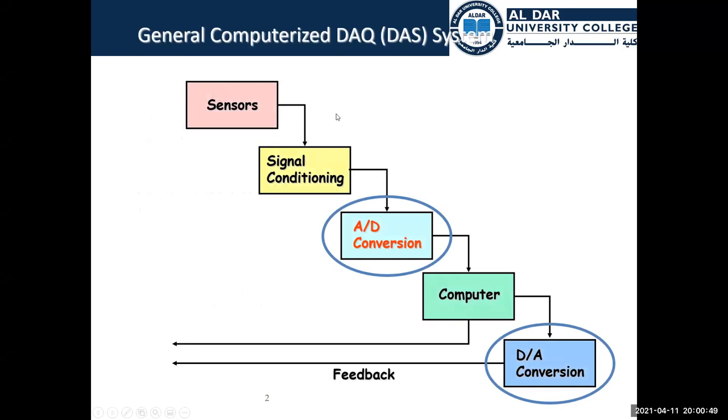Actually, as we have seen before, the data acquisition has a journey starting from the sensors. The sensor takes the sensed signal and does signal conditioning, and then we do the analog to digital conversion. We move the digital data to the computer, and we can deliver the data again to the world using digital to analog conversion.